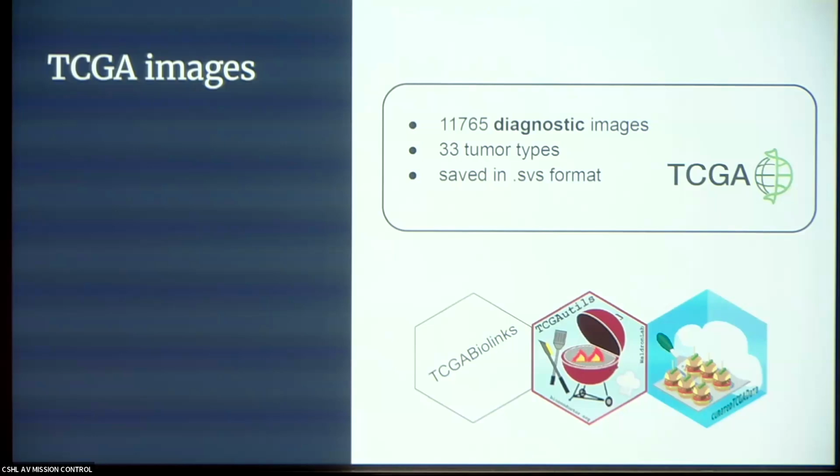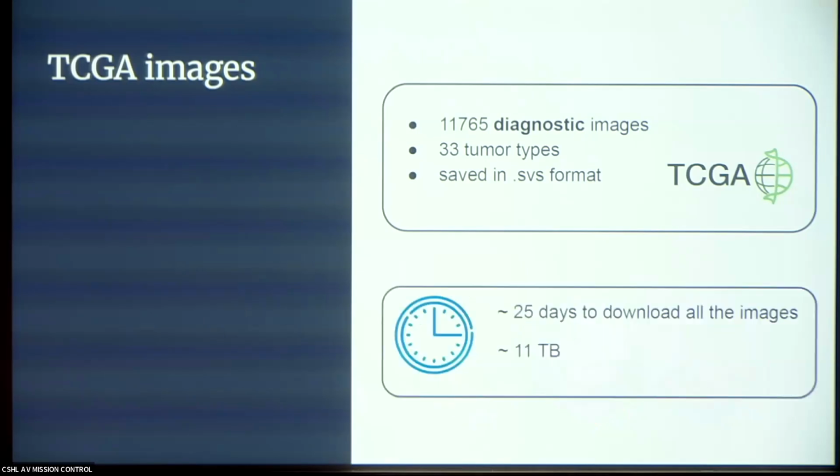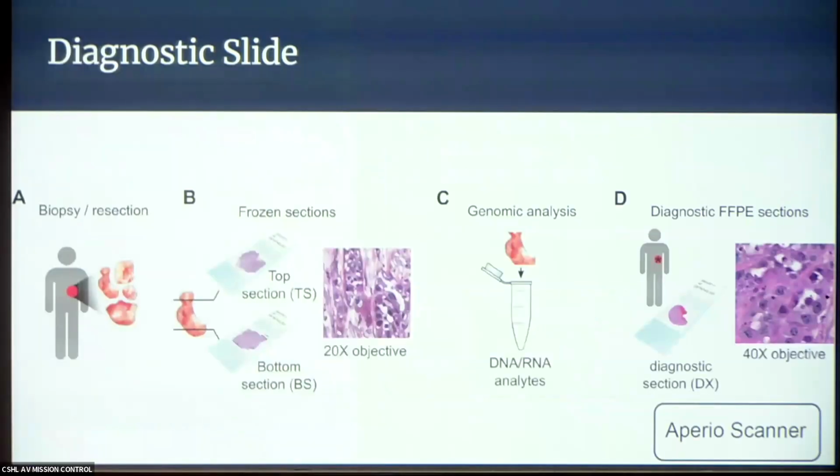Of course, in Bioconductor there are several packages to deal with TCGA, for example, TCGAbiolinks, TCGAutils, and curatedTCGA. But all these packages just give you the chance to download the images, not to process them or do something or find a curated analysis. To download all these images, we took 25 days and they are about 11 terabytes. So we need a lot of space to store them.